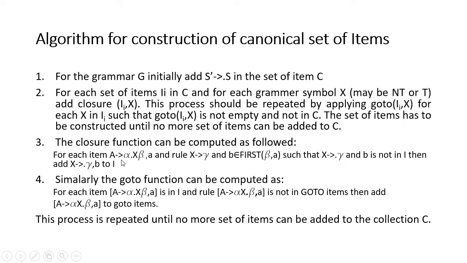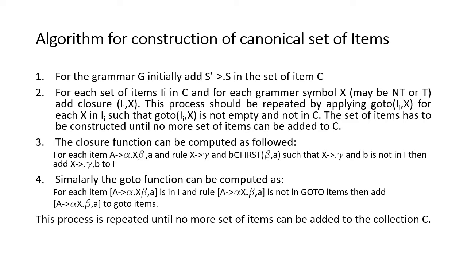For each item A derives alpha dot X beta comma a, here the comma a is the lookahead symbol, and a rule X derives gamma, and b belongs to first of beta a, such that X derives dot gamma comma b is not in I, then add X derives dot gamma comma b to I. We'll understand this in a while.